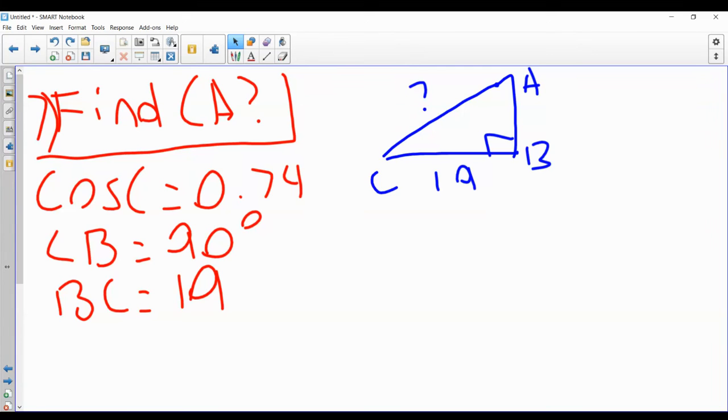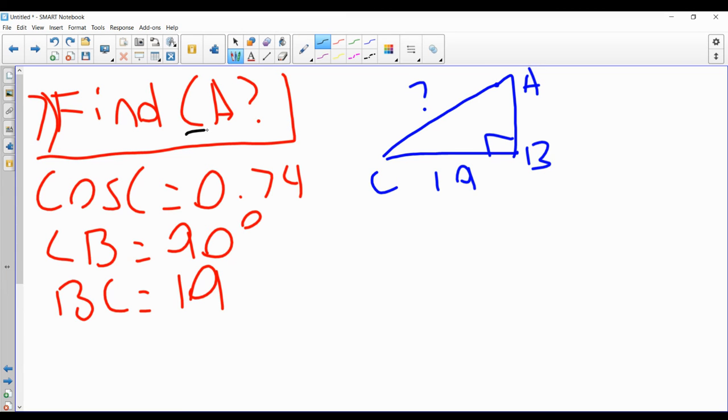All right, so the last one we're going to talk about is number 7 from the Go formative. Okay, this problem is slightly different compared to the other ones. We're still going to use the same ideas of sine, cosine, and tangent, and that sine is opposite over hypotenuse, cosine is adjacent over hypotenuse, and tangent is opposite over adjacent.